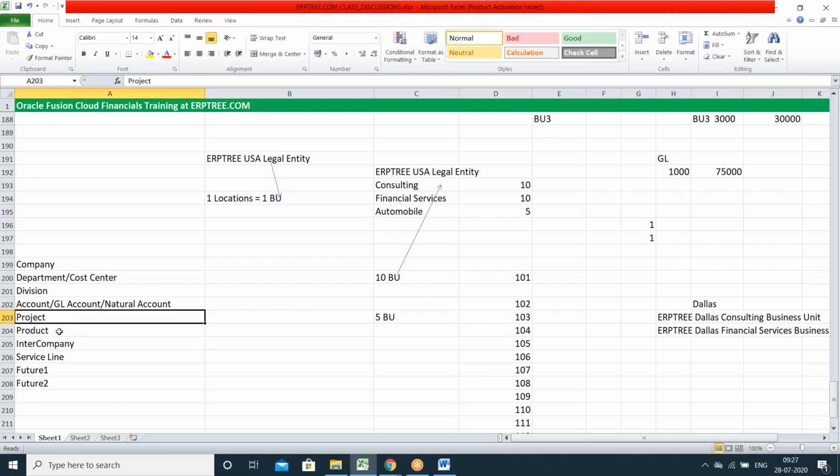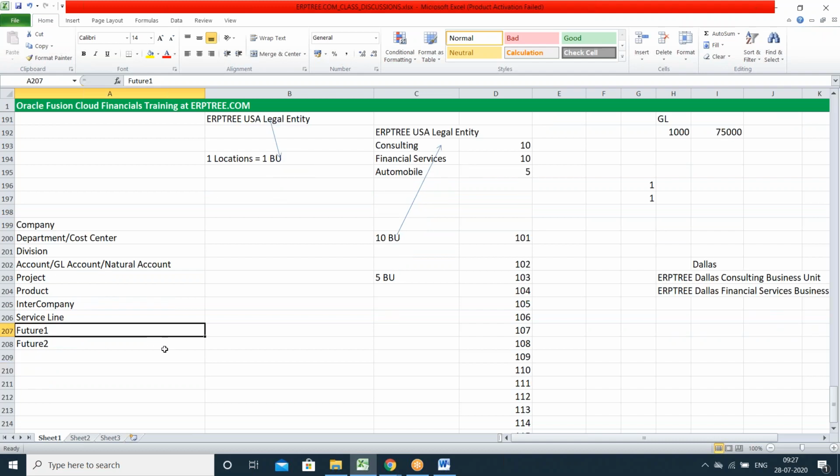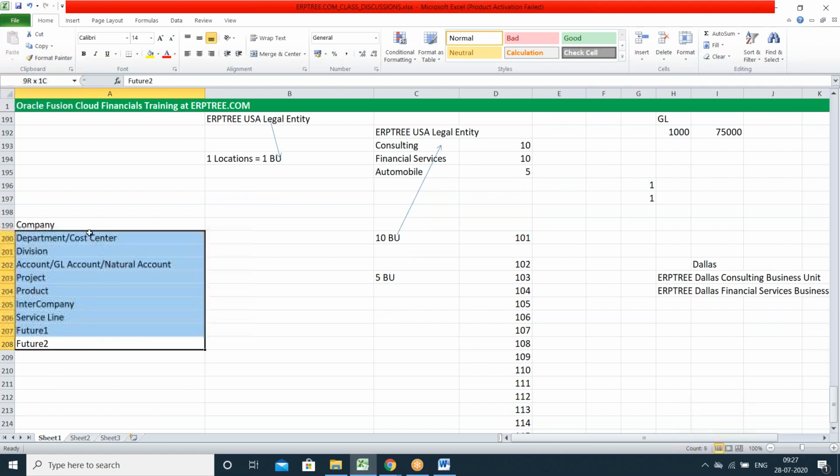And for the rest, if they need project, product, and intercompany, or if they are dealing with product lines, and future ones, or else here you can give the name as buffer 1, buffer 2 also. Okay, for future purposes, any naming convention you can give. Generally we give future 1, future 2, or else buffer 1, buffer 2, or default 1, default 2. This is how you can use any naming convention. So these are the points you have to understand. Any questions on this, please?